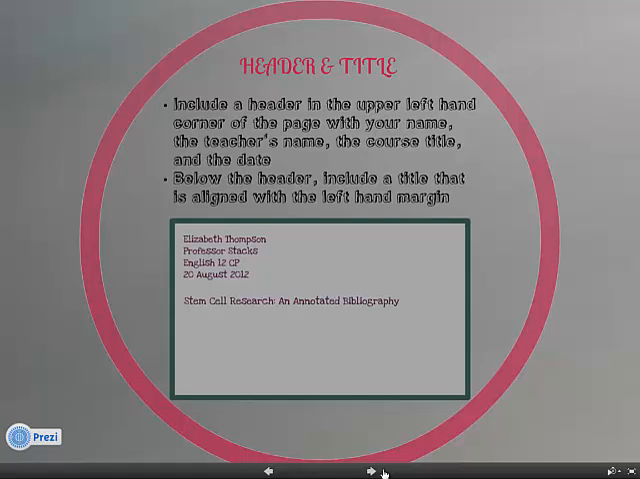And right below the header, you're going to have a title, and it's aligned on the left-hand side of your paper, so it should not be centered. And you can just simply put your topic and then a colon, then "Annotated Bibliography."